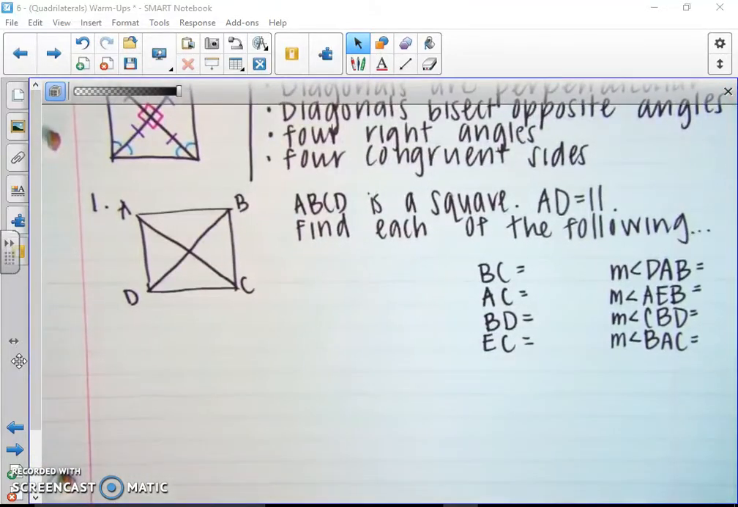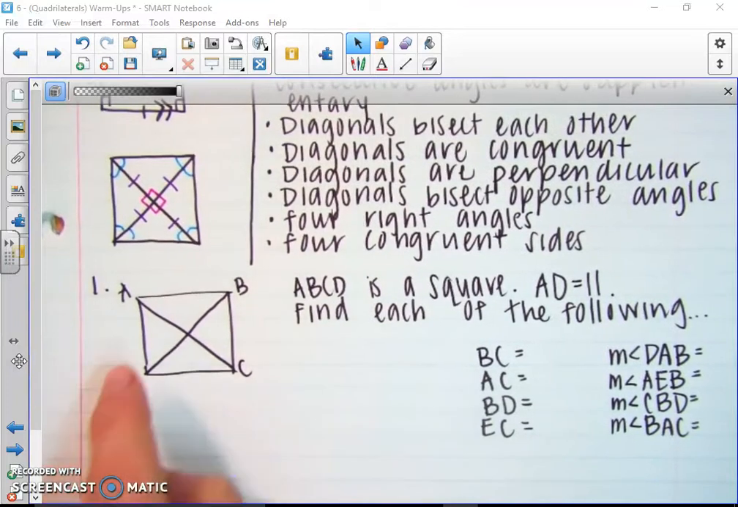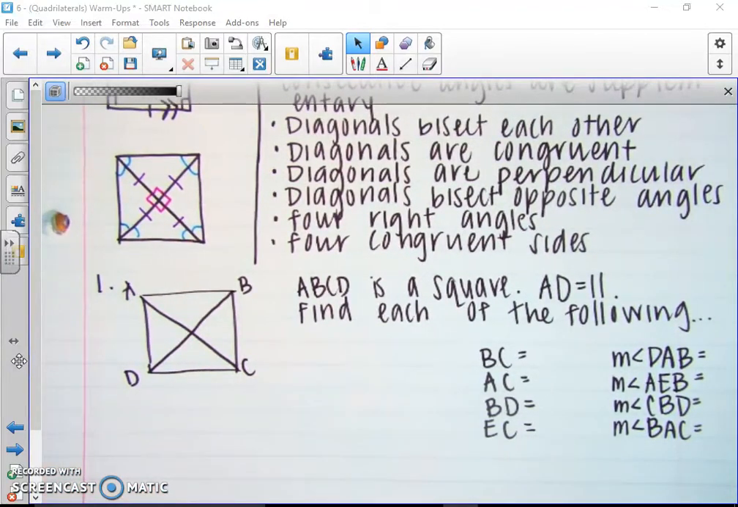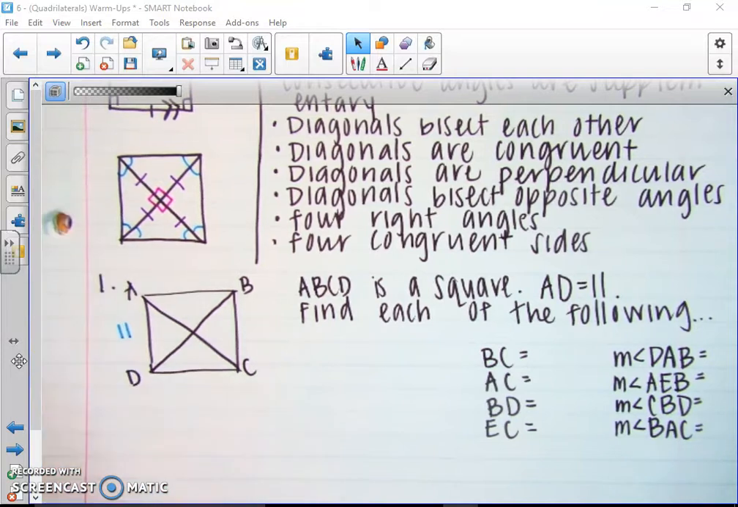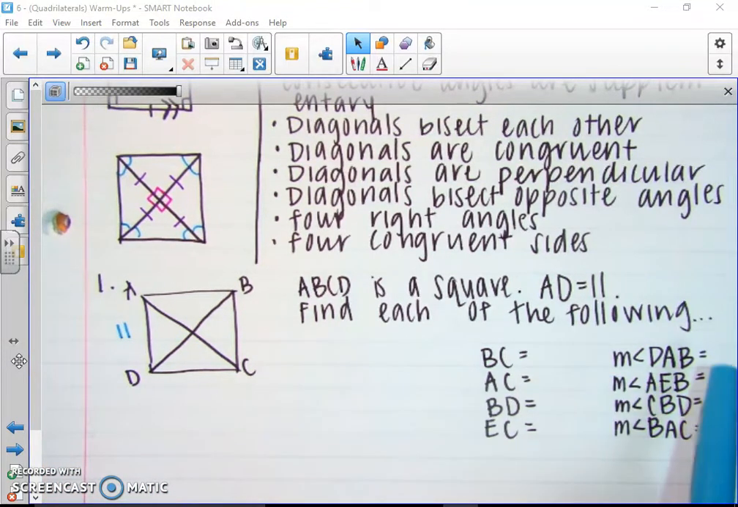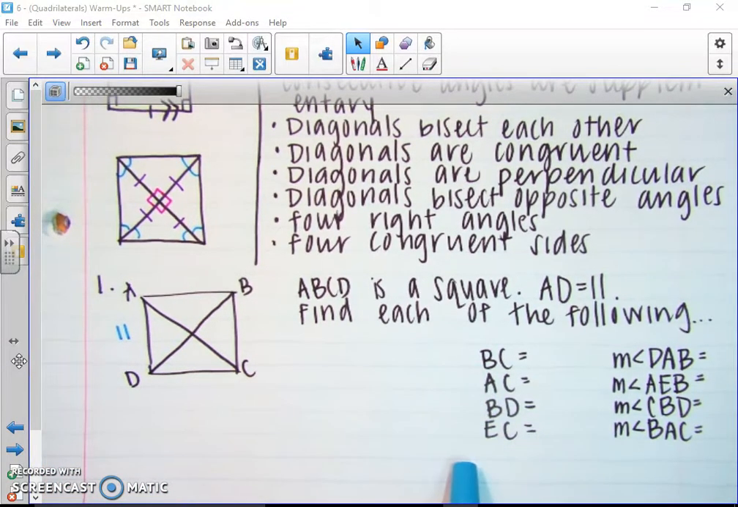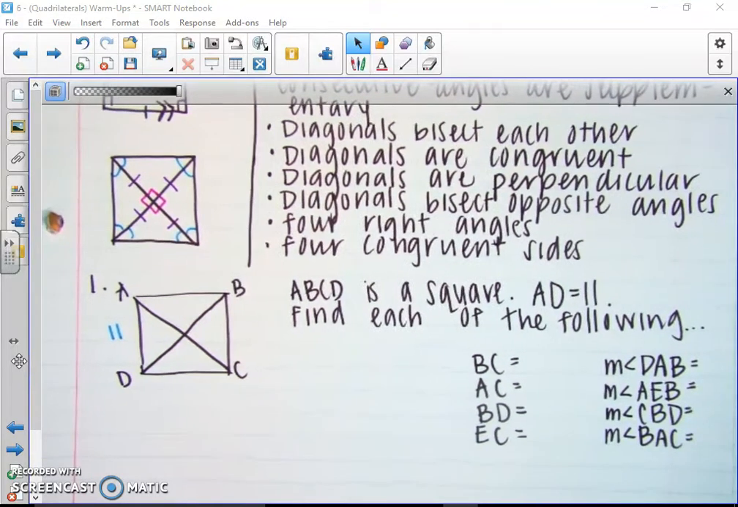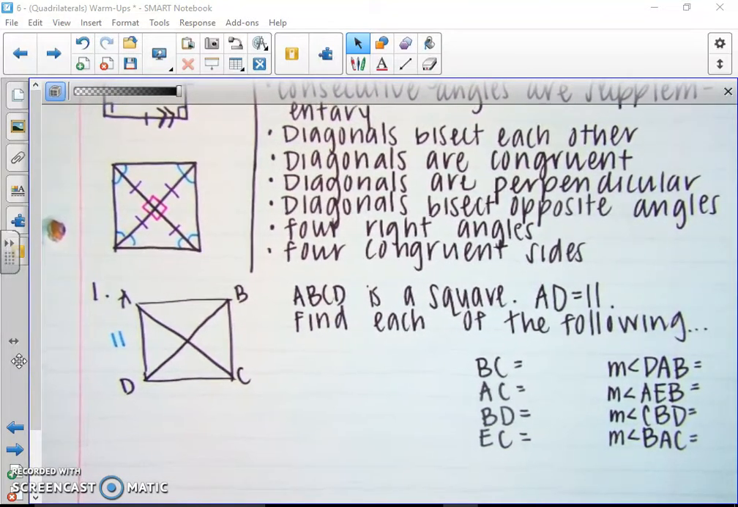So let's start off with our first example, okay? So we've got A, B, C, D, and we're going to say it's a square. And I'm going to tell you that AD equals 11. So let's draw our picture, and we can add that to our picture. So AD equals 11. And then we're going to find every single one of these. So we're finding a lot of side lengths, we're finding a lot of measures. Okay. Well, let's mark this picture with what we know.